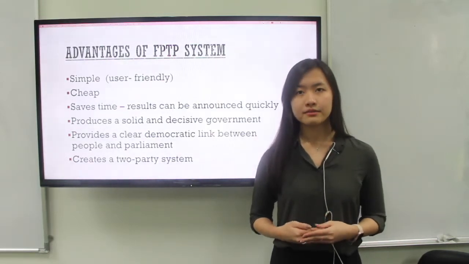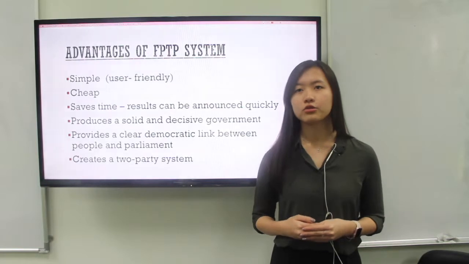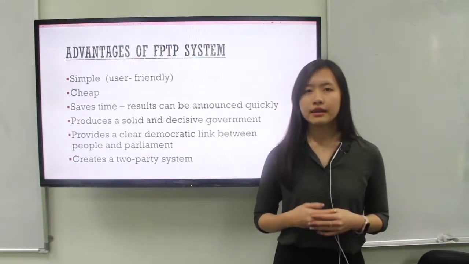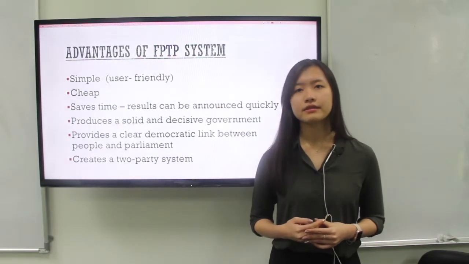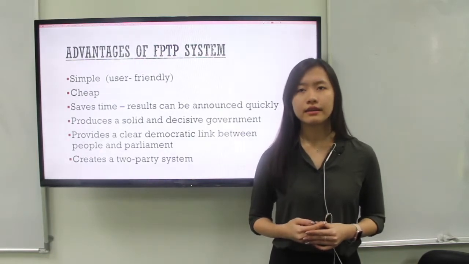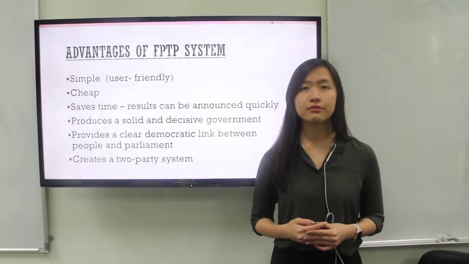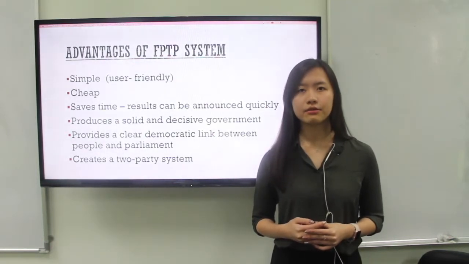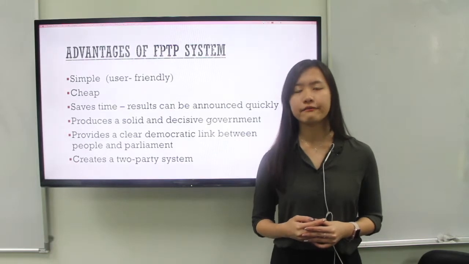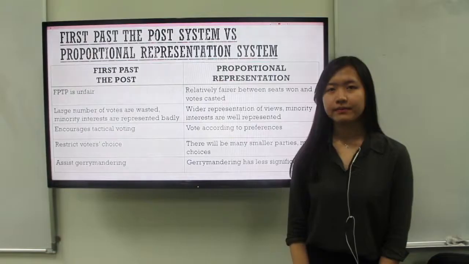The first-past-the-post system ultimately creates a 2-party system in the end, which is relatively ideal as it produces a single-party government. This shows that it will be easier to pass legislation without much disruption since they do not have to rely on support from other parties.